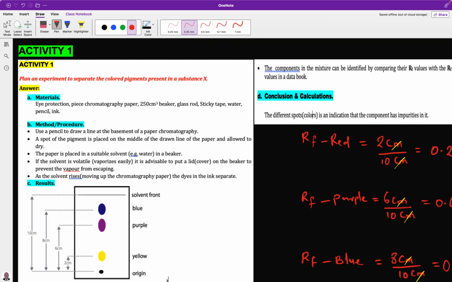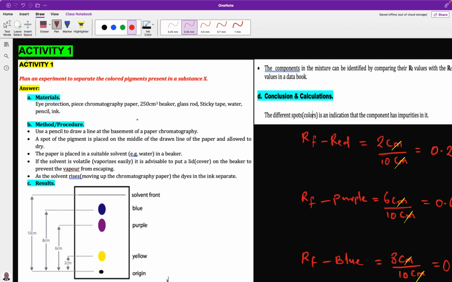In planning your experiment, what are your materials? The materials needed in the laboratory: you have an eye protection, a piece of chromatography paper, a 250 cm3 beaker. You need a glass rod. You need a sticky tape. You need water as your solvent. You need a pencil, and you need the substance X, which is the ink.